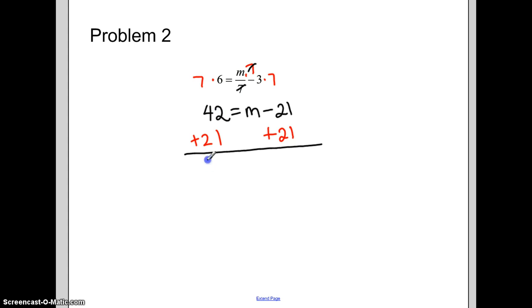42 plus 21 is 63. Negative 21 and positive 21 is 0. That gives us 63 equals m, and so we are finished at that point. Let's check it and make sure we haven't made any mistakes.